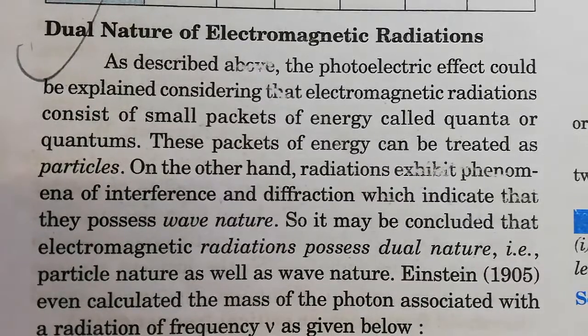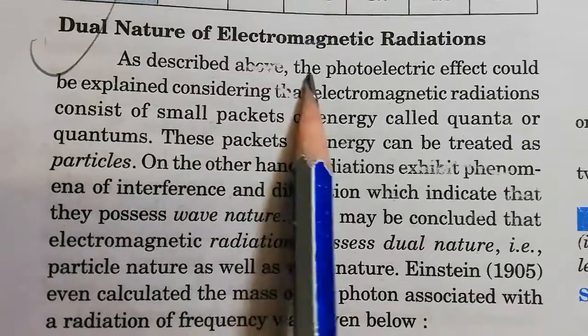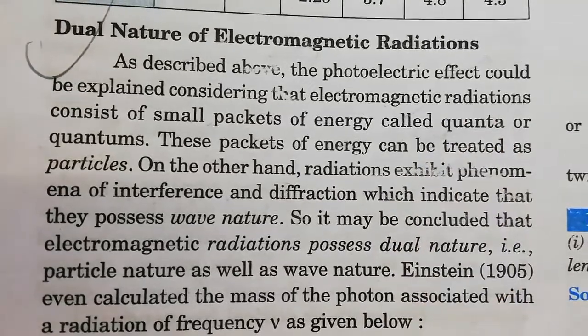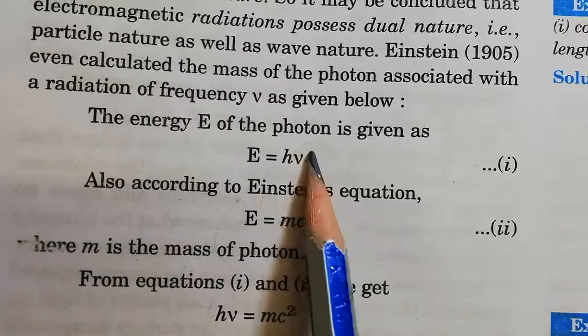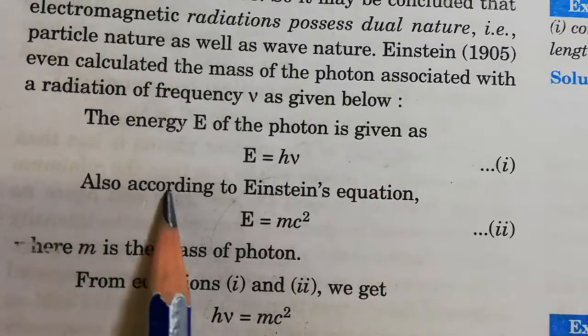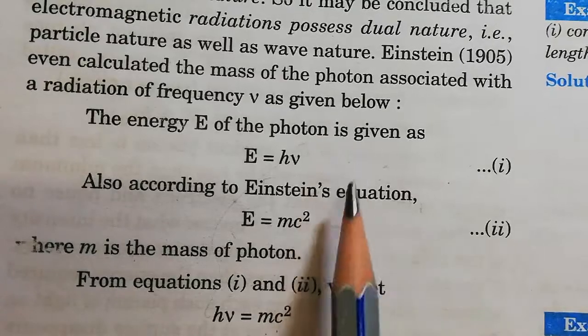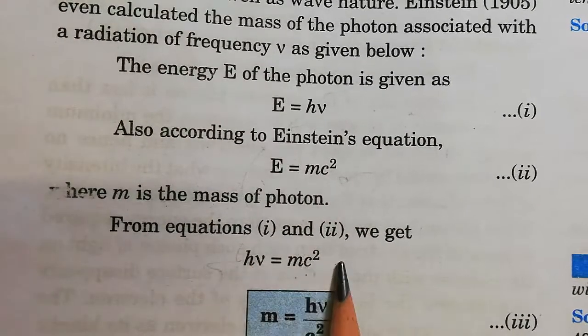After Planck's quantum theory, it has been proved that electromagnetic radiations not only have wave characteristics, they also have particle characteristics, and that's why the dual nature of electromagnetic radiations has been given. For that, we will derive a simple equation. The energy of a photon is given as E equals h nu, and also according to Einstein's equation E equals mc square. If you combine these two equations, you get h nu equals mc square.